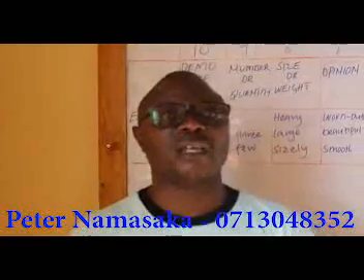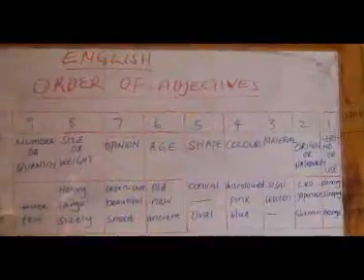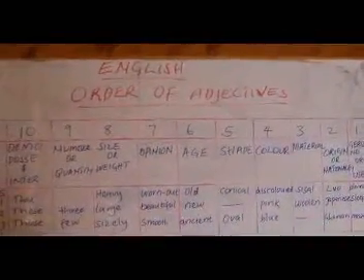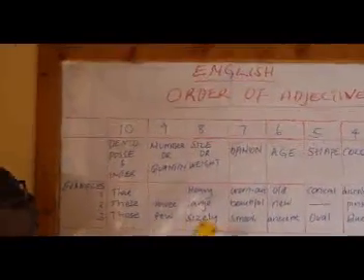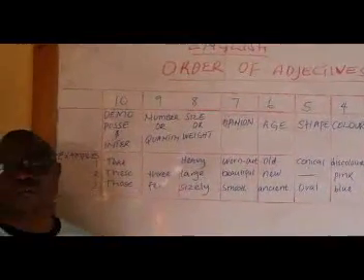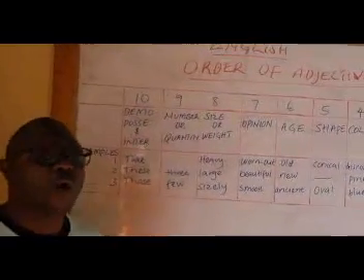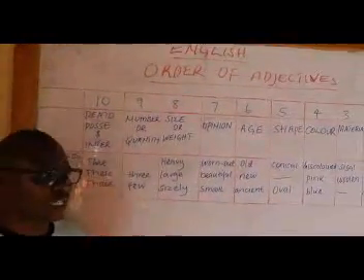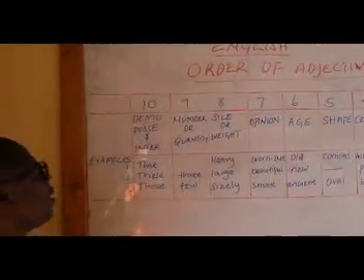Having said that, let me now go straight to the topic of the day, whereby we are going to discuss about order of adjectives. In our previous lesson, we learned about what an adjective is. An adjective, if I can remind you, these are words that are used to describe a noun. Words that are used to describe a noun, we refer to these words as adjectives.